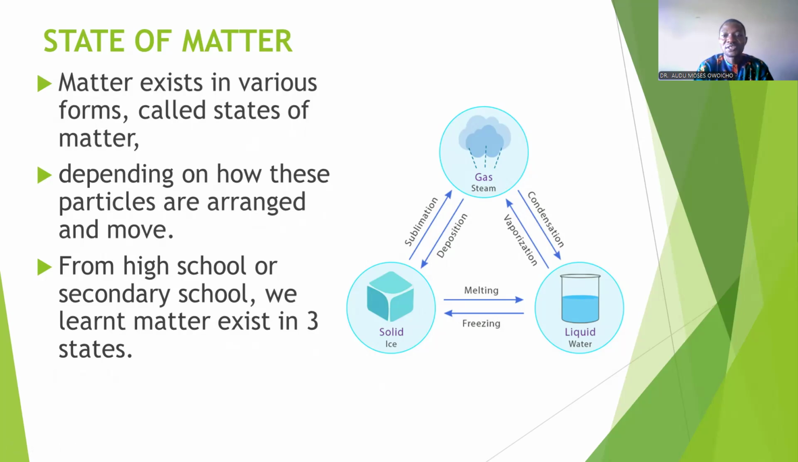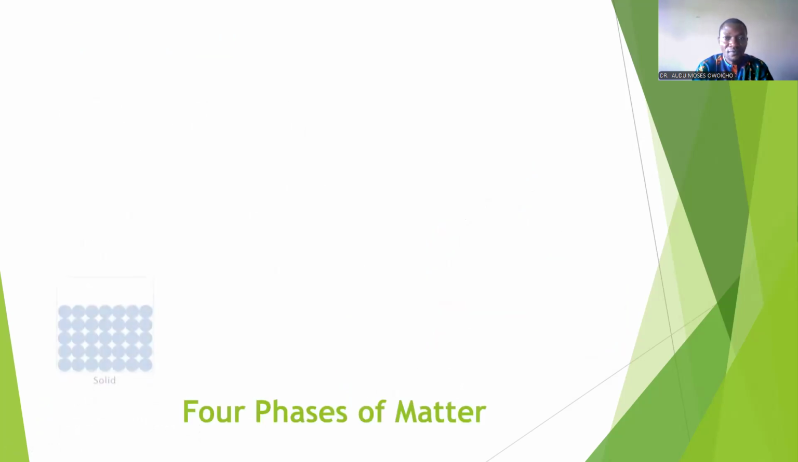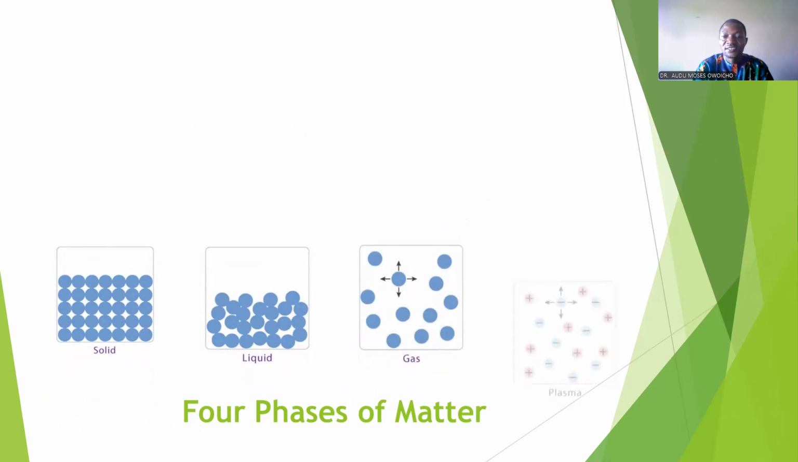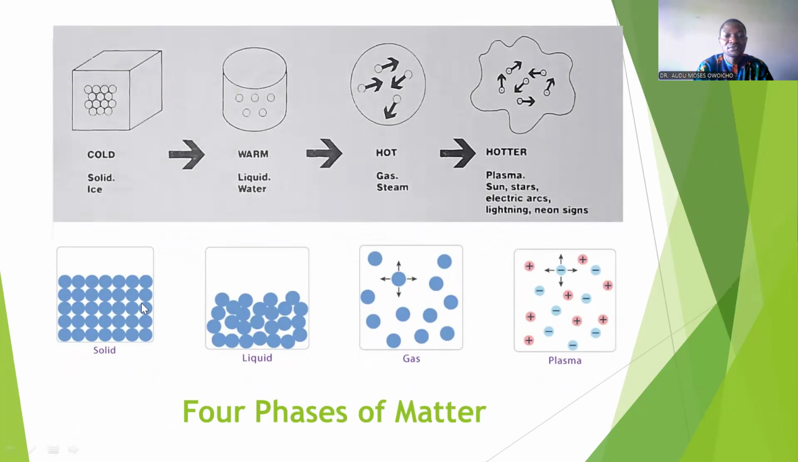So these were the three states of matter that are normally taught at high school or secondary school. However, there are four states or phases of matter. We have earlier stated that matter exists as solid, liquid, and gas. Then the fourth state is called plasma. So these are the four states or phases of matter.